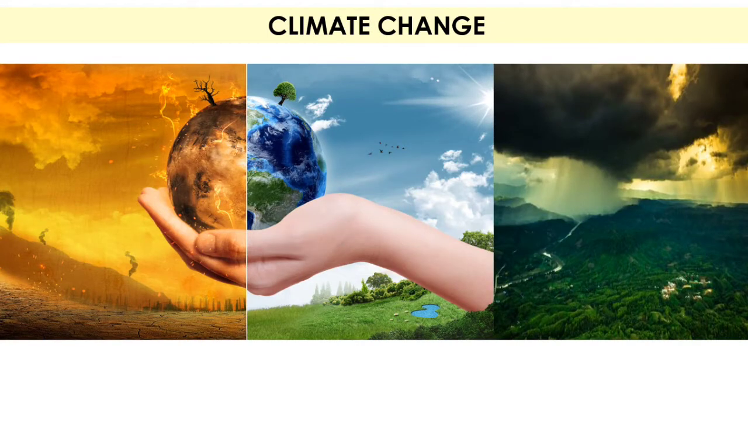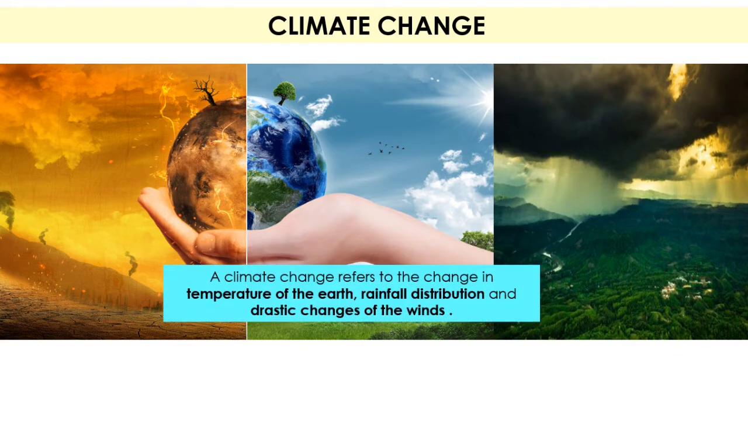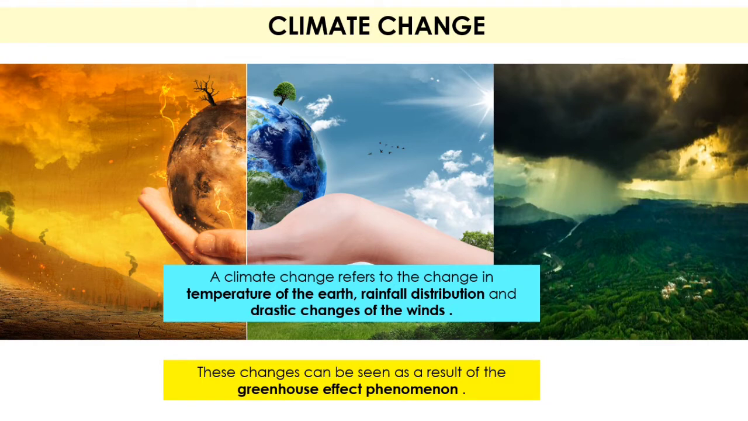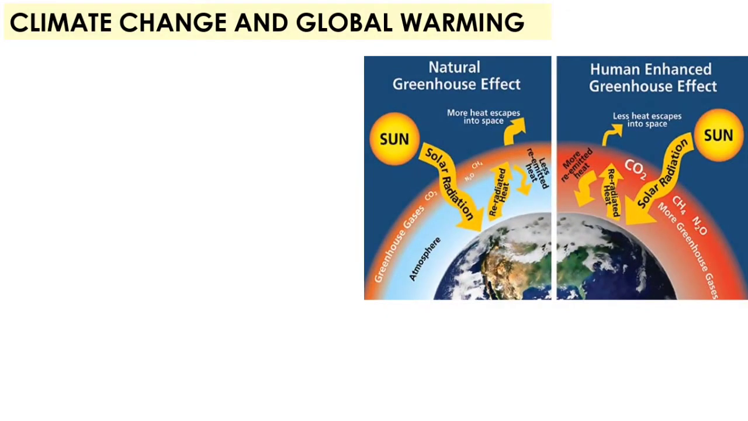Climate change. Climate change refers to the change in temperature of the earth, rainfall distribution, and drastic changes of the winds. This change can be seen as a result of the greenhouse effect phenomenon. What is the greenhouse effect phenomenon that can cause climate change and global warming?